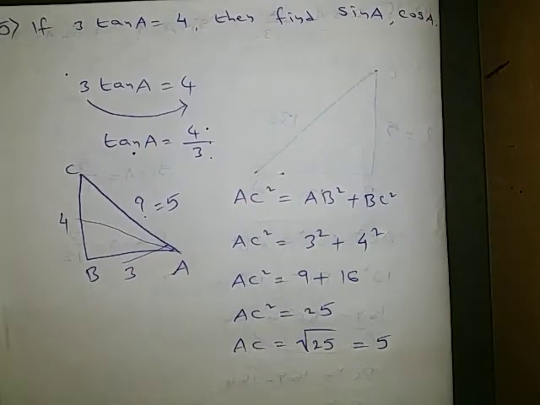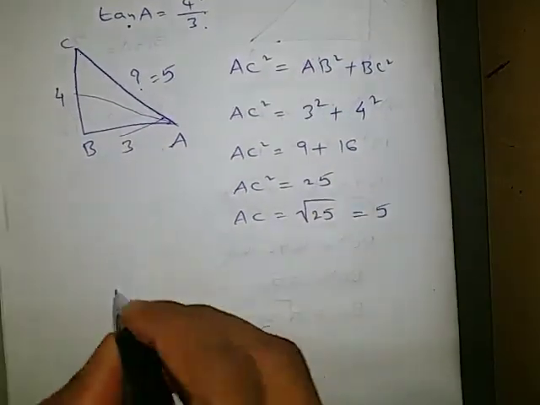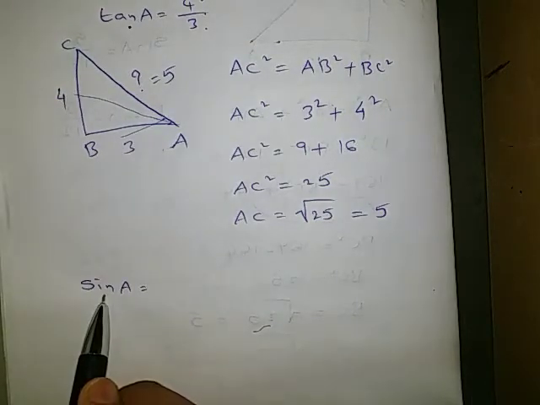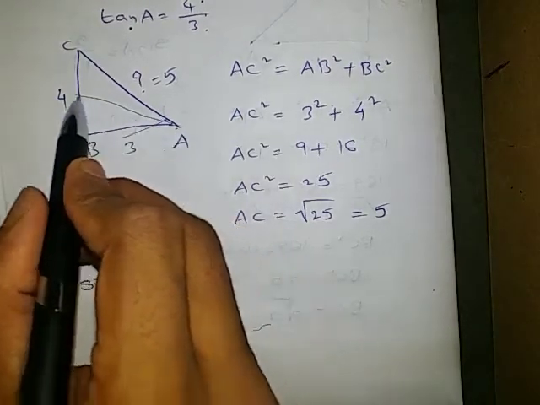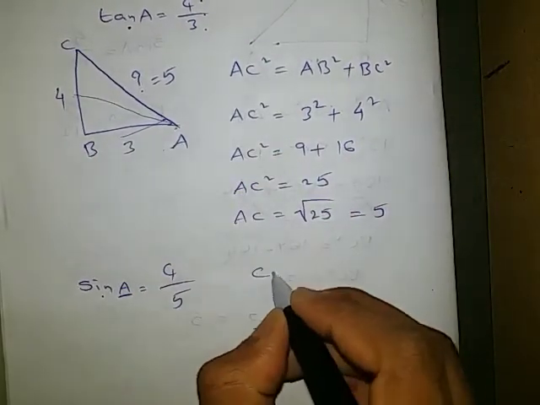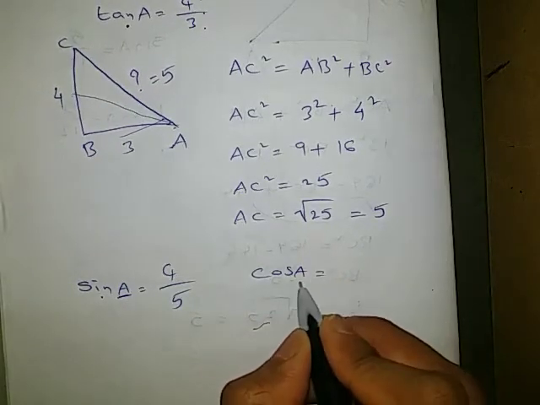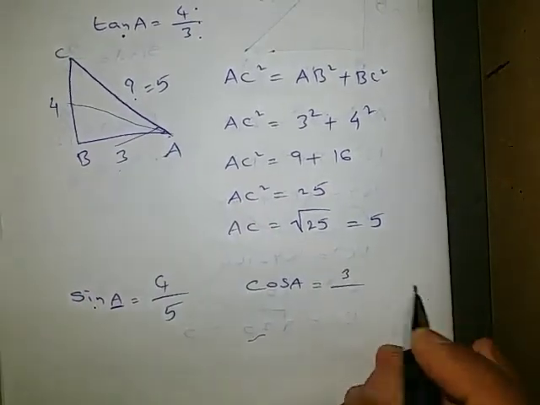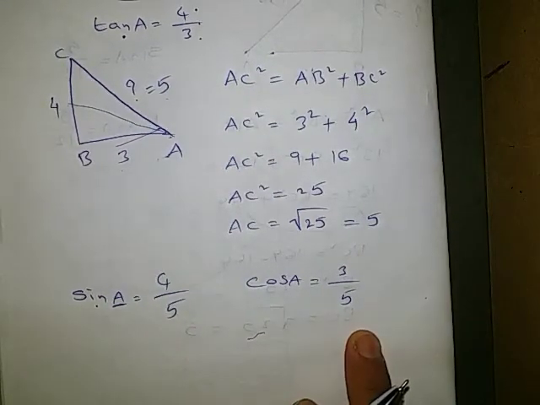Then he is asking to find the values of sin A and cos A. So let us find it out. Sin A value. Sin is opposite by hypotenuse for the angle A. For the angle A, opposite 4 divided by hypotenuse 5. Next, cos A. Cos is adjacent by hypotenuse. So for the particular angle A, adjacent is 3 divided by hypotenuse 5. So sin A is 4 by 5 and cos A is 3 by 5.